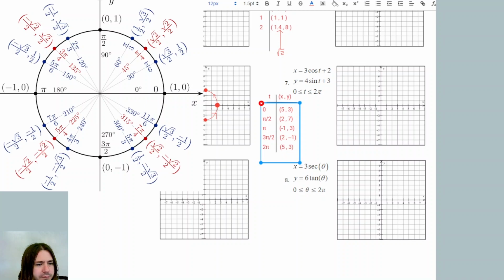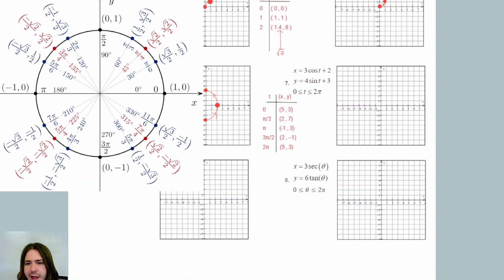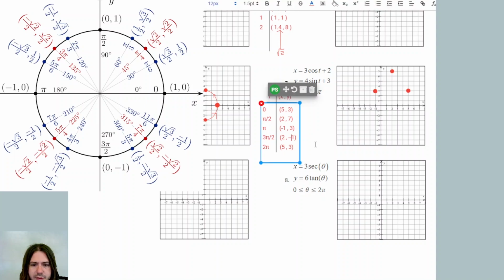Let's go ahead and plot these out. 5 comma 3 is going to be right here. 2 comma 7 is going to be up here. So again, it looks like we're going to be moving in a counterclockwise manner here. Pi is going to be negative 1 comma 3. And 3 pi over 2 will be 2. Looks like I have a negative there. Let's fix that. 2, negative 1.